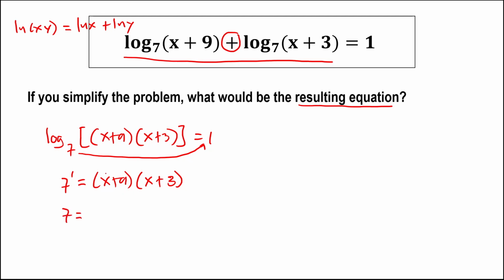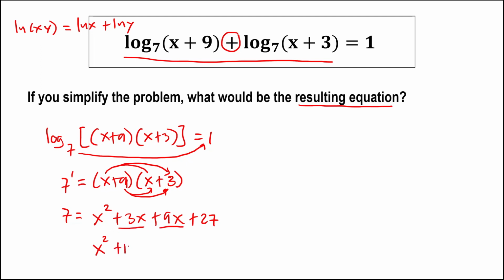And using the FOIL method, x times x is x squared. x times 3 is positive 3x. 9 times x is positive 9x. And 9 times 3 is positive 27. Then equate this to 0 and simplify. So we have x squared, 3x plus 9x, this is positive 12x, then plus 27.